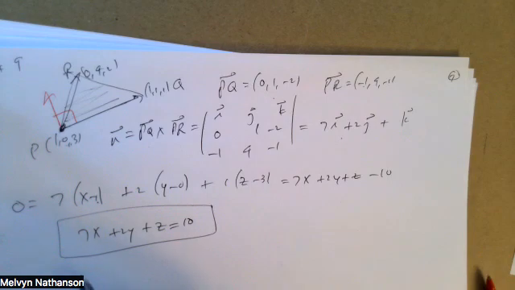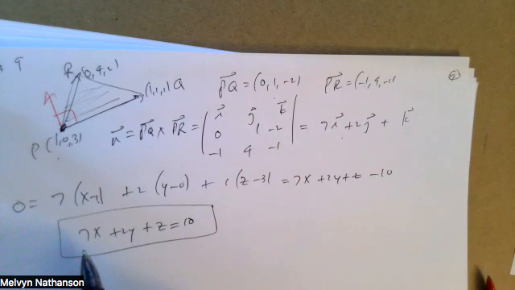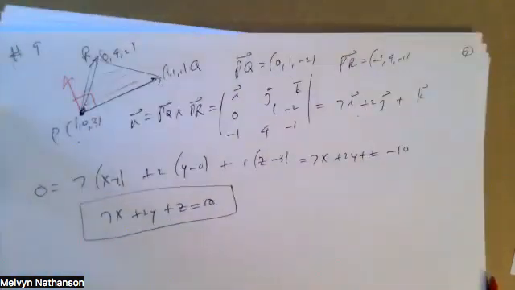If you put in 1, 0, 3, you get 7 plus 3 is 10. If you put in 1, 1, 1, you get 7 plus 2 plus 1 is 10. If you put in 0, 4, 2, you get 0 plus 8 plus 2 is 10. So this equation is satisfied by all three of the points that we had to get on the plane. So we've done it. It works out very well.